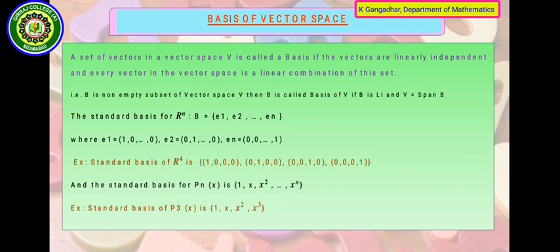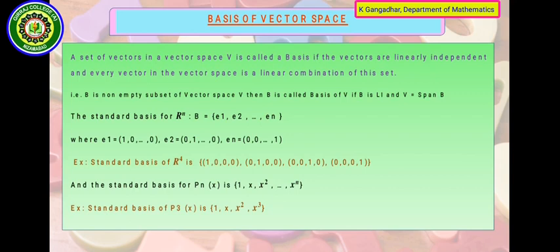Suppose we want a standard basis for R to the power 4. It contains 4 vectors E1, E2, E3, E4. E1 equal to 1, 0, 0, 0, E2 equal to 0, 1, 0, 0, E3 equal to 0, 0, 1, 0, E4 equal to 0, 0, 0, 1. So it is the standard basis of R to the power 4. Suppose we want R3, the basis is similar; we will take the 3 by 3 unit matrix model.